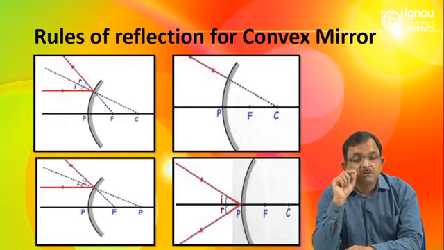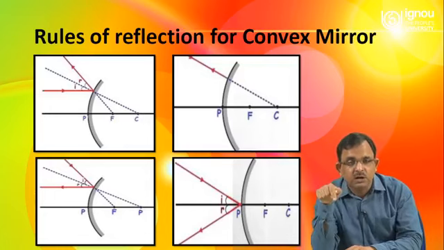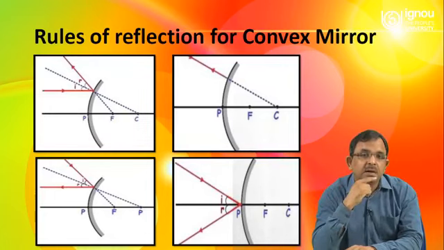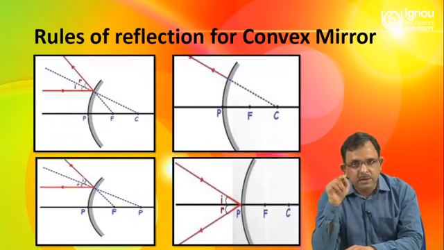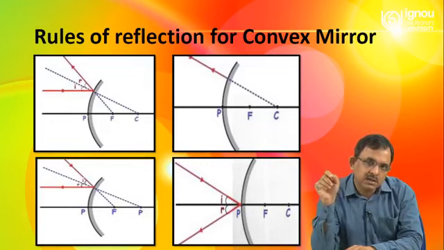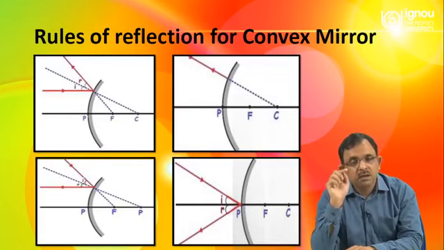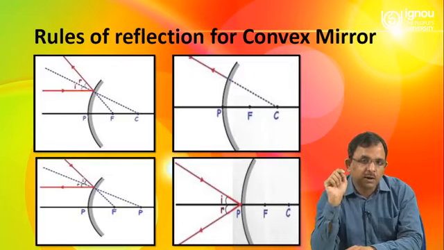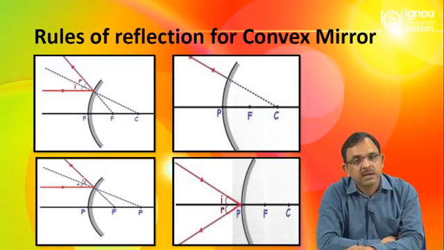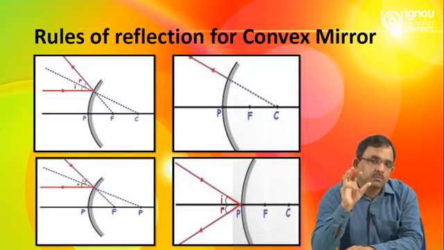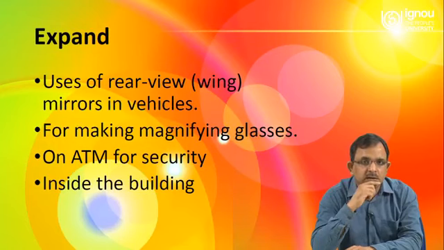Similarly, if an incident ray is coming in the line of the focus, it is reflected parallel to the principal axis. If a ray of light is coming towards the center of curvature, it is reflected back along the same path. And if a ray of light is falling at the point P, it is reflected with the same angle on the opposite side of the principal axis.